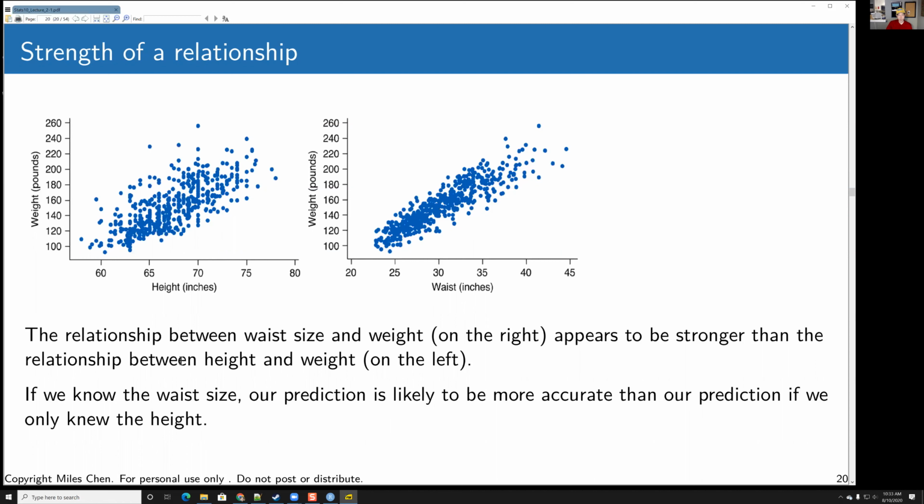So if you know the waist size, your prediction regarding the weight is likely to be more accurate than if you were trying to make a prediction based on height alone, okay? And so because there's less scatter, we would say this has a stronger relationship. There's more scatter over here. We'd say this is a weaker relationship between the two variables, okay? They're both positive, have positive relationships that are linear, though.